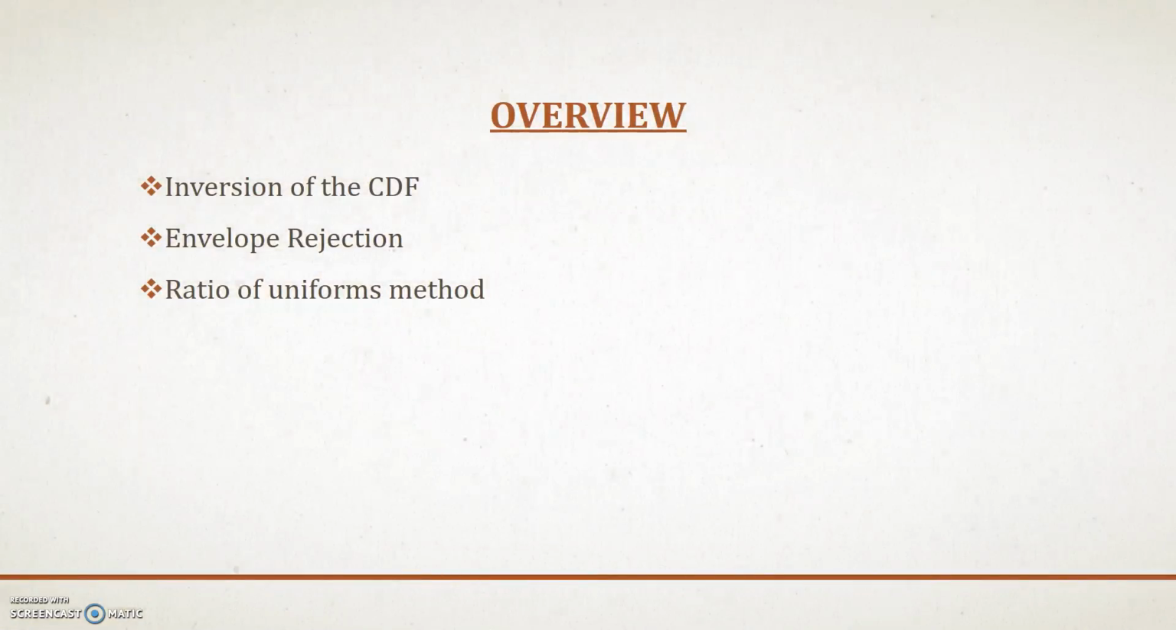Alright, so a quick overview here. We're first going to look at the inversion of the CDF, or the cumulative distribution function, and then we're going to take a look at envelope rejection, and then also tackle the ratio of uniforms method.